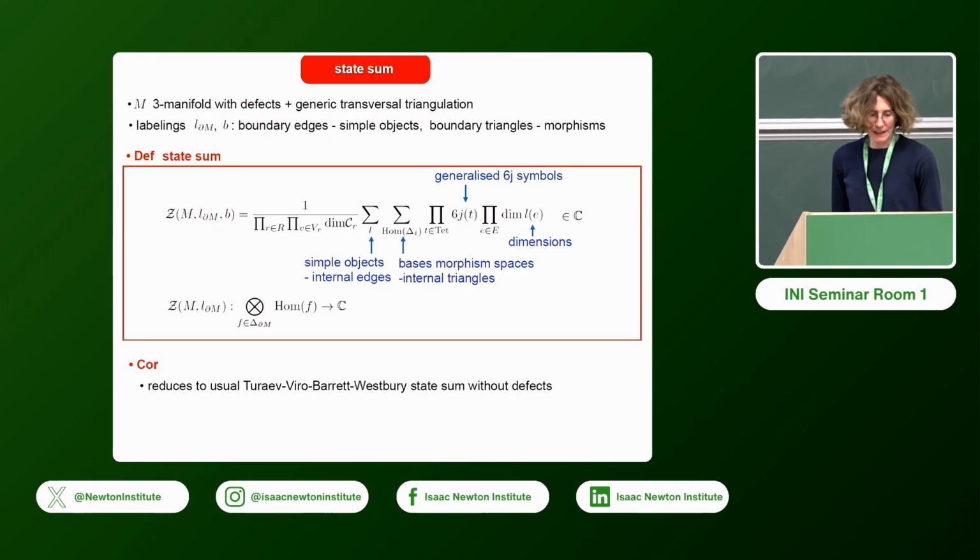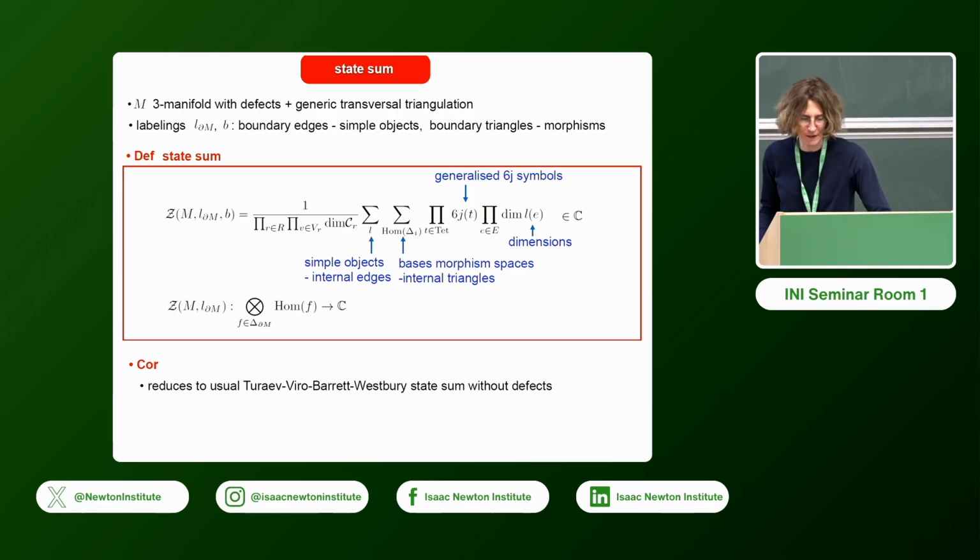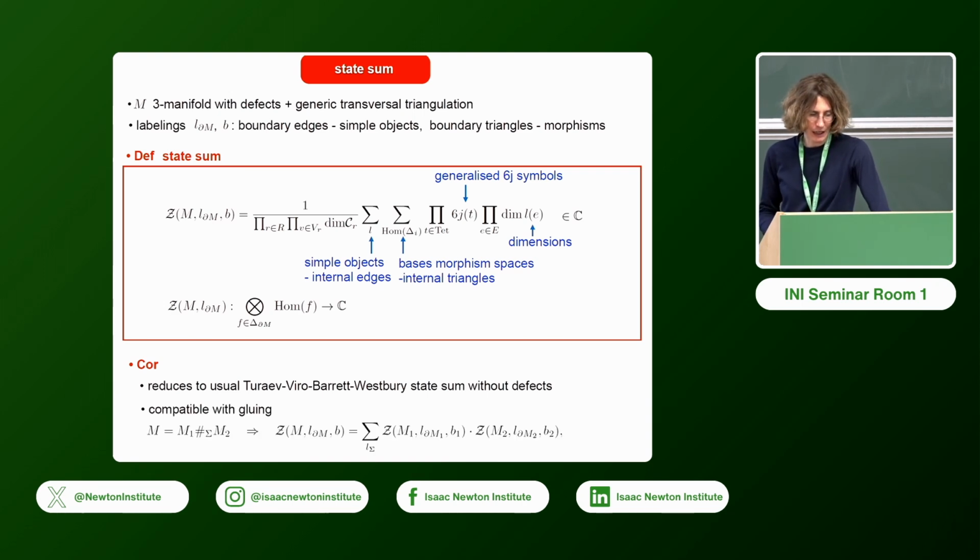And from the definition, one sees directly that this gives the usual Turaev-Viro-Barrett-Westbury state sum without defects if one has no defects. Because then the 6J symbols become the usual 6J symbols, the dimensions become the usual dimensions, and everything reduces to that case. And one can also show in a fairly simple way that this is compatible with gluing. So if we take two manifolds and glue them together, we have a construction that tells us what to do with the state sum.